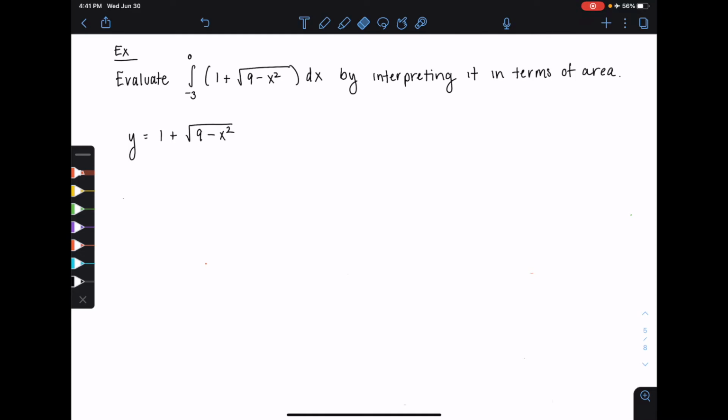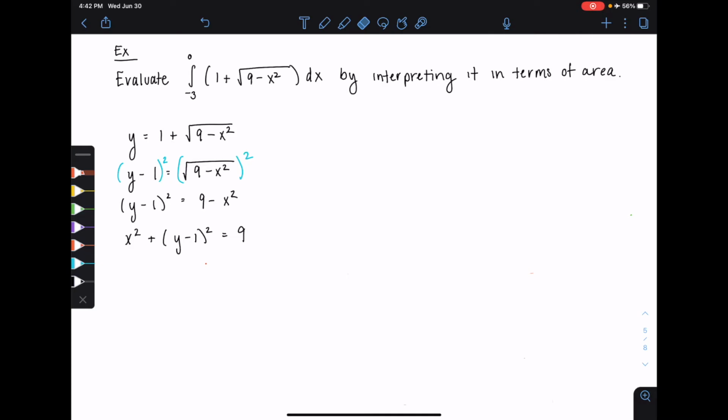Y equals this function. If you subtract the 1, you'll get y minus 1 is equal to the square root of 9 minus x squared. And I don't like this square root, so let's go ahead and square both sides to get rid of it. And so that gives us (y minus 1) squared is equal to 9 minus x squared. Well, if I add the x squared over, that gives me a circle.